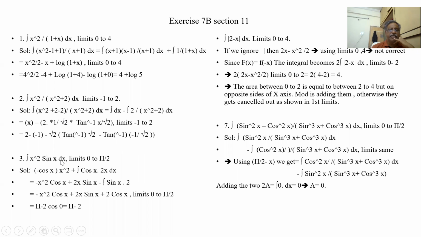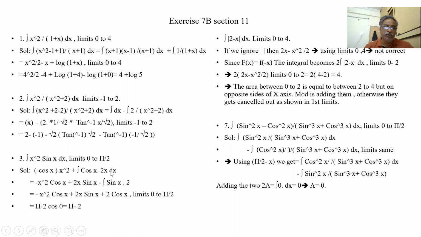Integral x square sin x dx. So it is simply the UV formula. I am applying the UV formula. I am integrating sin x to get minus cos x and differentiating x square to get 2x. Again here I am integrating cos x to get sin x and differentiating x. So I am converting it to this. When I apply my limits, I am getting the answer pi square minus 2. This is simple integration.